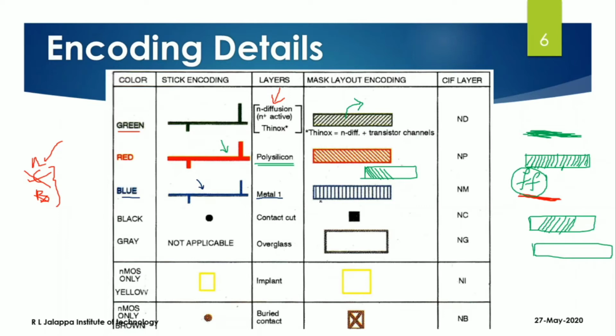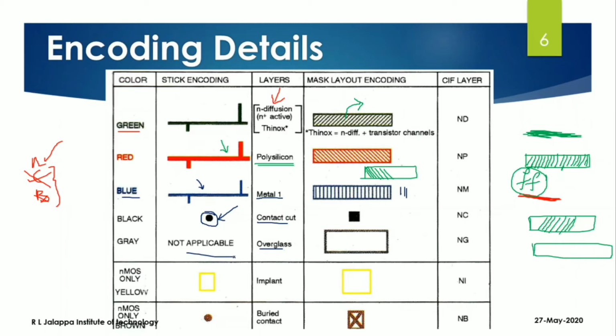So, in layout, what are you going to do? You write the rectangular box, and in the rectangular box, you fill it with vertical lines. It is metal 1. If you want to connect any two layers, like metal and polysilicon or metal and diffusion, then you make use of a black dot, which represents a contact cut. In the mask layout, you represent the same contact cut using a square which is filled with black color. Okay, and the last one is overglass.